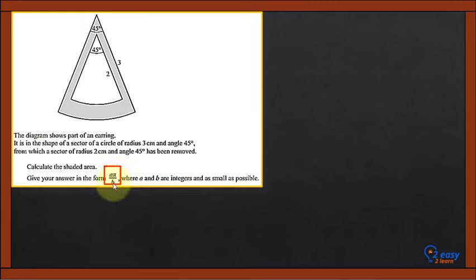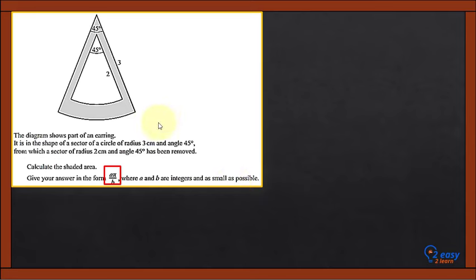In this question again, we are not going to plug in the value of pi, where a and b are integers. And in this question, a and b being integers means that a and b should be complete numbers. They should not be decimals and should not be fractions. And small as possible. Integers as small as possible means that you should write the answer in the lowest terms.